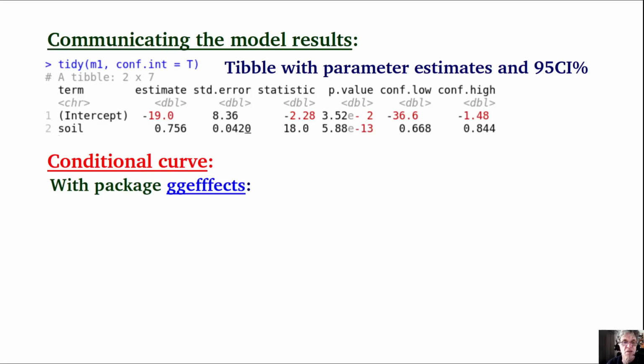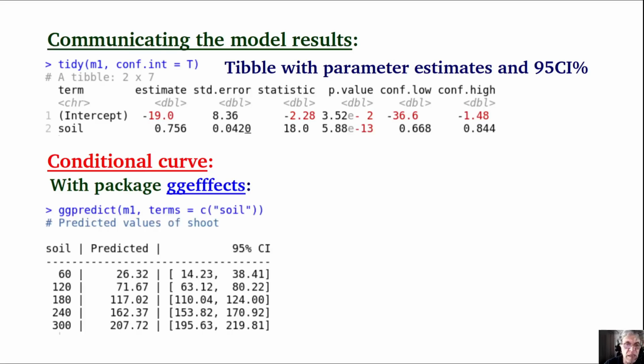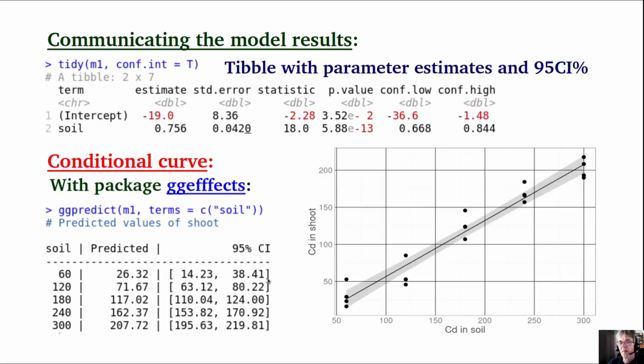We can also produce the conditional curve with the package ggeffects, whose main command is ggpredict of this fitted model. Here we include the name of the explanatory variable, and we obtain the values of the explanatory variable, the predicted values, and the confidence intervals, with which we can make the following plot, showing that the best fit line is actually very close to the points, which is of course congruent with the high R squared that we mentioned before.